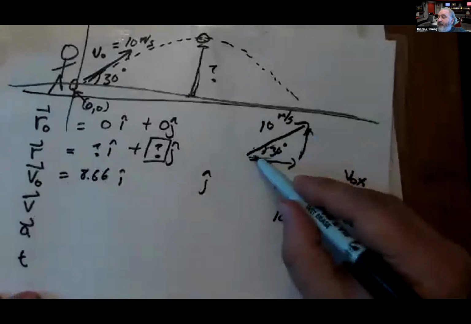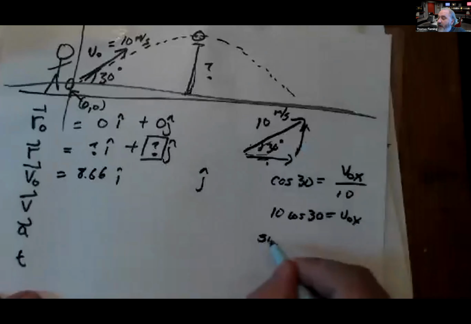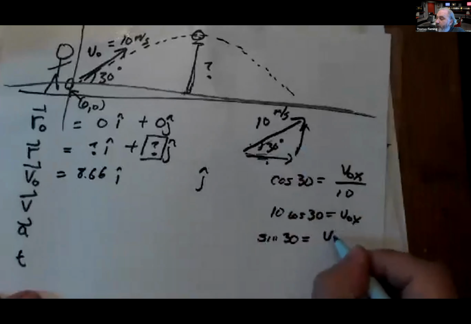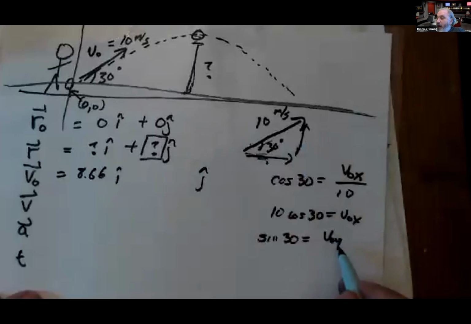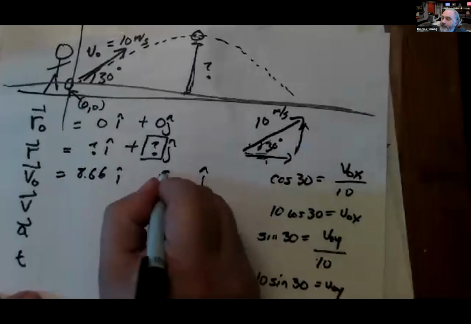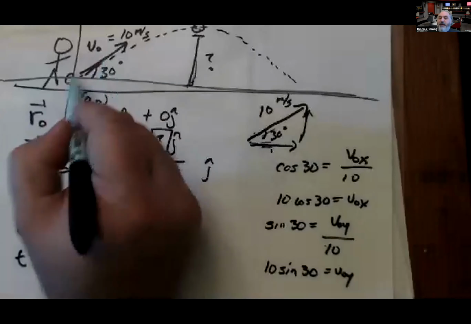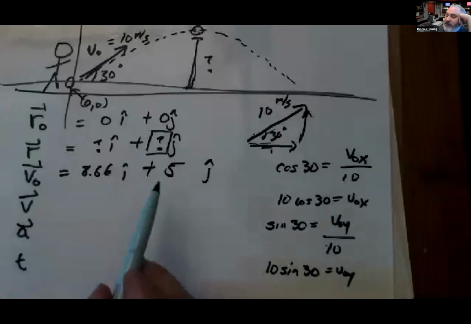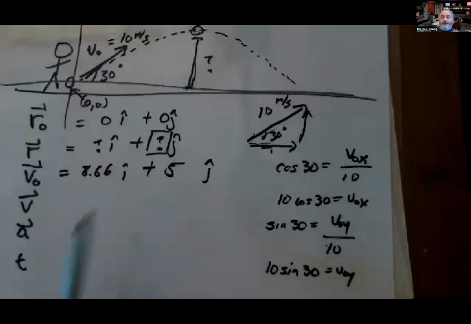Now, what about the j hat part? That's this part. That's the opposite side. Well, I know that the sine of 30 is the opposite side, which is the y component. So v initial y over 10. So 10 times the sine of 30 is v initial in the y direction. Sine of 30 is 1/2. 1/2 times 10 is 5. So this 10 meters per second at a 30-degree angle, when I break it down into vector components, is just 8.66 i hat plus 5 j hat. Super easy.